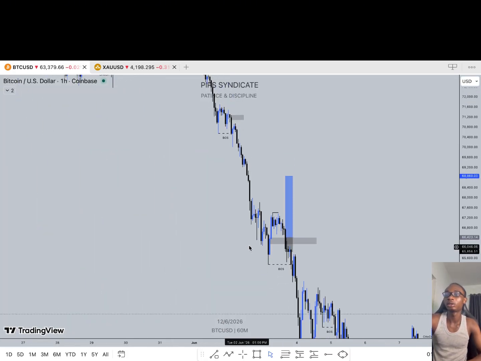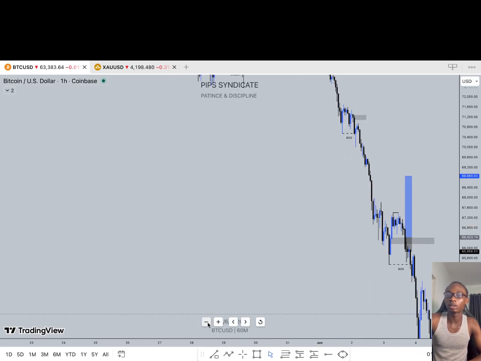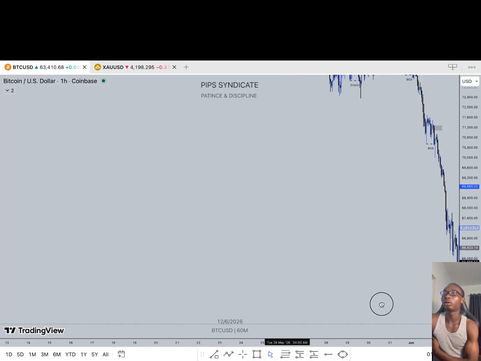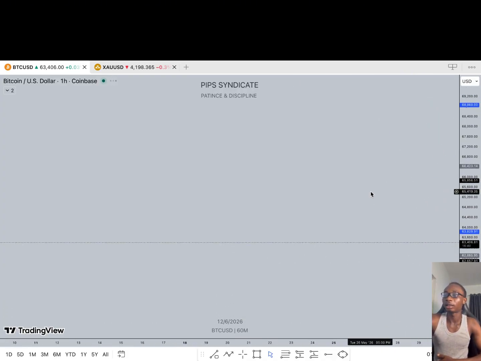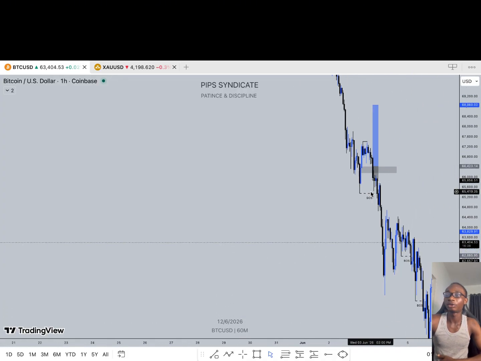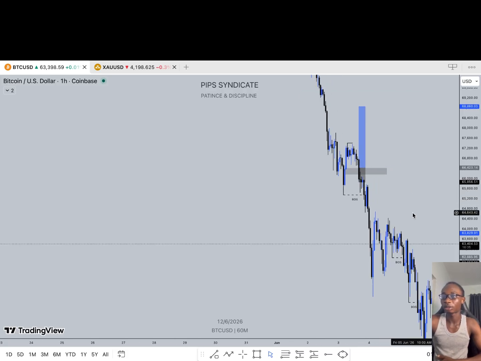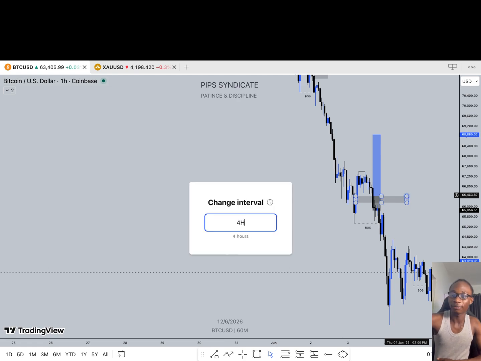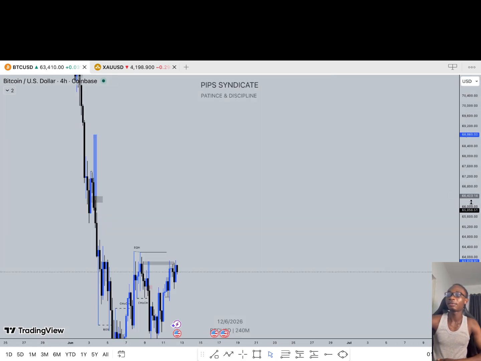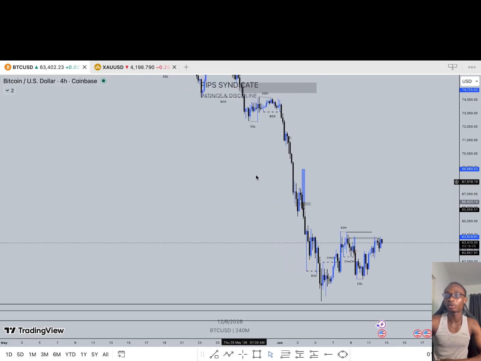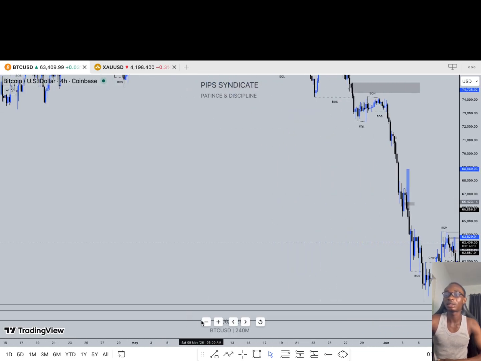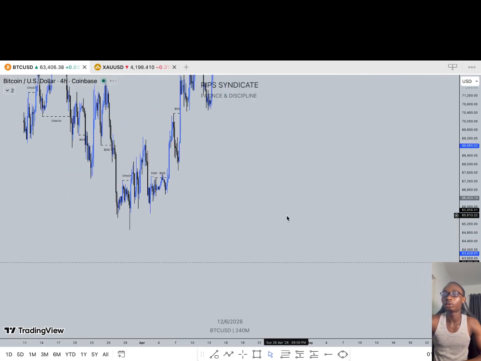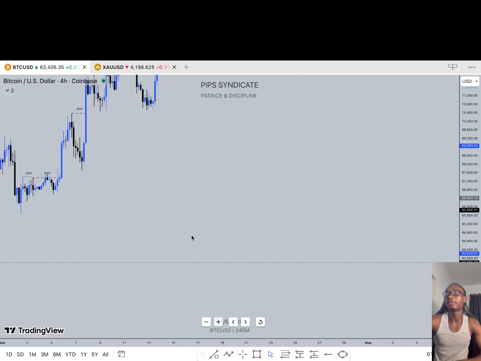Looking at this chart, you can see we have been bearish on BTC for a while. I've deleted my drawings here, so you might not be able to see them, but let me go to the 4 hours. I prefer clarity over anything, so people can understand. You can see here, this is the level, on the 4 hour.